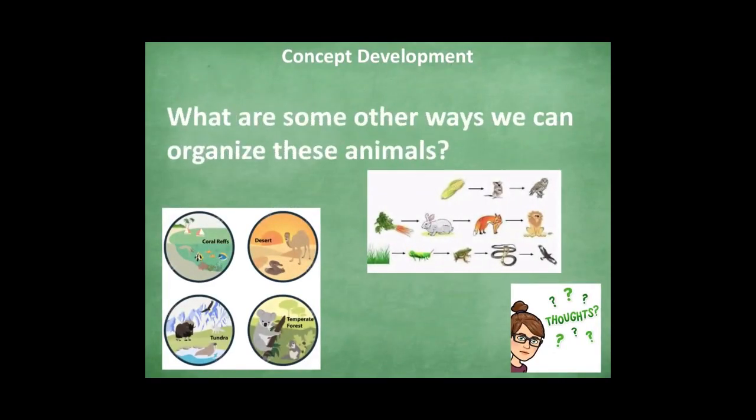What are some other ways we can organize these animals? We can sort the animals by what they eat, or where they live, like their habitat, or whether they're predators or prey. Let's sort them by habitats.